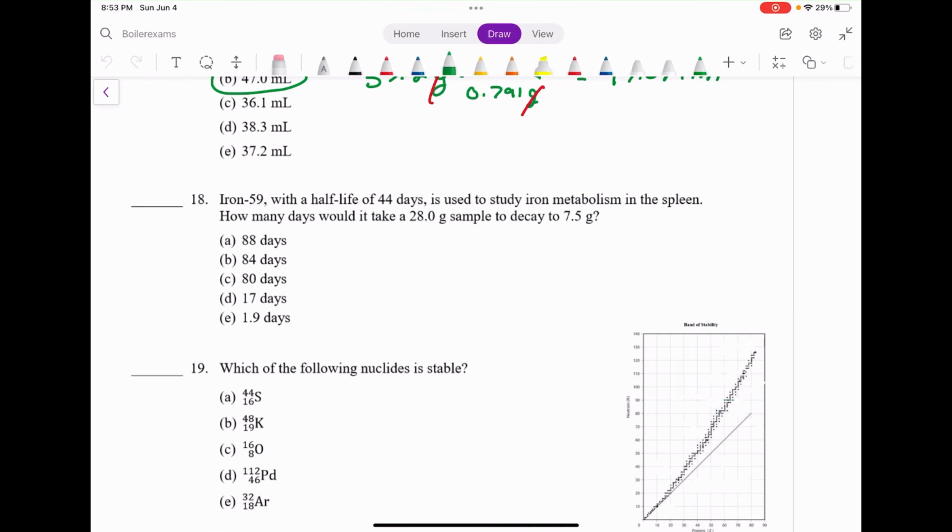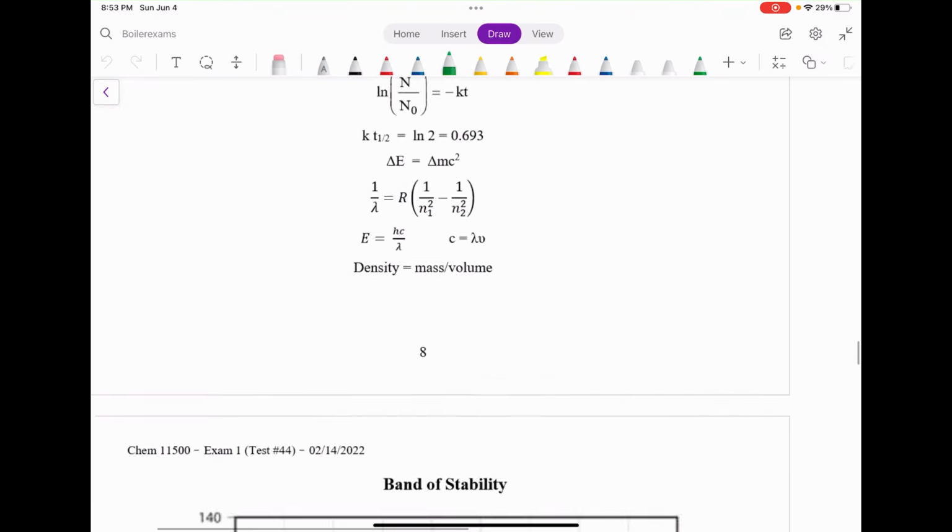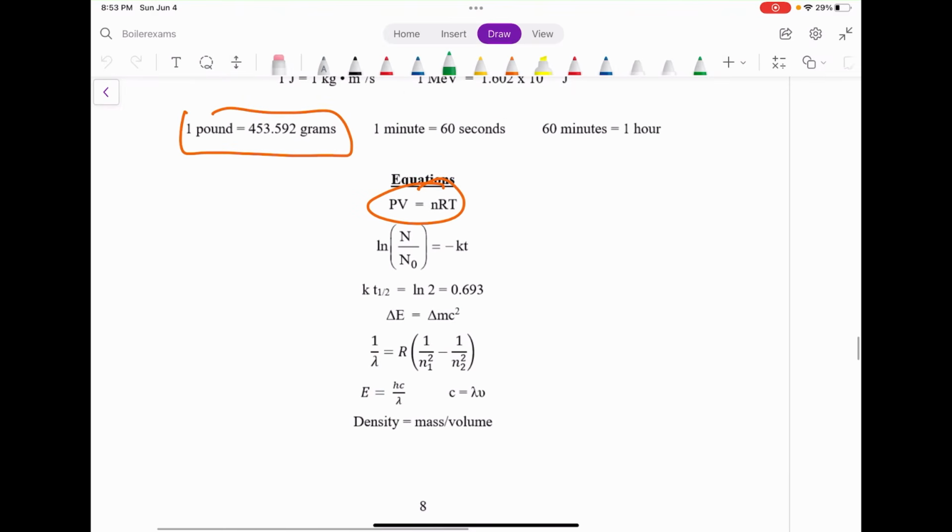18. Iron 59 with a half-life of 44 days is used to study iron metabolism in the spleen. How many days would it take for 28 grams to decay to 7.5 grams? I don't remember the exact equations off the top of my head. No worries, because they luckily give them to us right here. So for half-life decay problems, these are the 2 set of equations we're going to need.